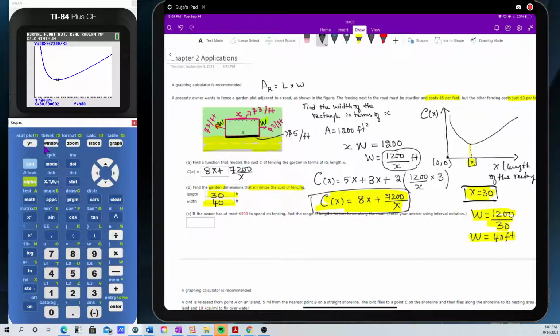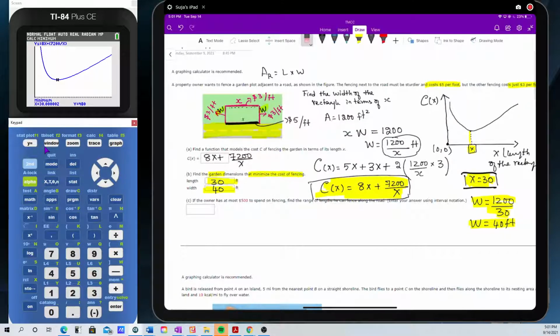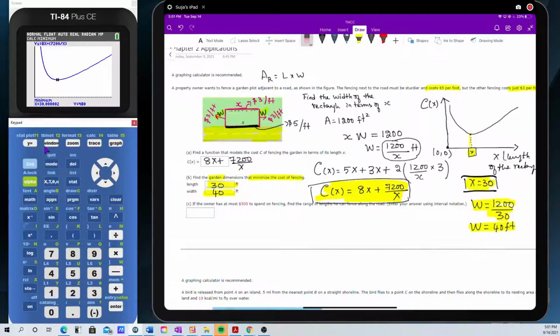So for part C, the question is, if the owner has at most $500 to spend. So at the most, maximum they have $500 to spend. Find the range of lengths he can fence along the road. So technically they want to know only this side, which is x. Yes, if this length and that length are the same, but if you find x, that will cover my question here, right?